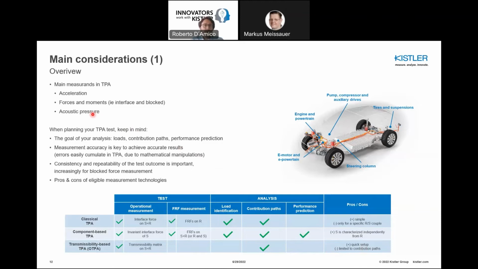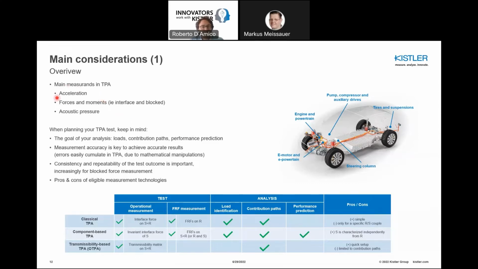But now let's have a look at the type of measurements that you have in TPA. You can have many different applications. As you see here on the right-hand side, I mentioned just a few, like engines, motors, steering columns, pumps, and auxiliary drives, as well as tires and suspensions. Even if you have a look at the literature, all these cases are rather common. And of course, there is a reason for that. It is because these components generate an excitation to the vehicle, and most engineers want to understand better how they excite the structure and how this excitation gets transmitted to the receiver, so to the passenger.